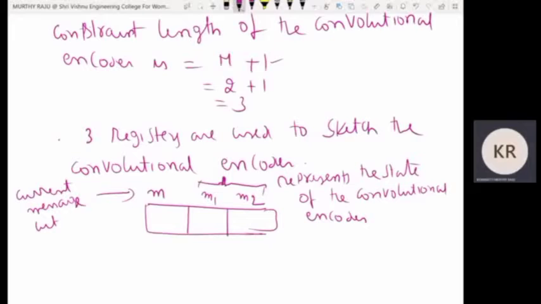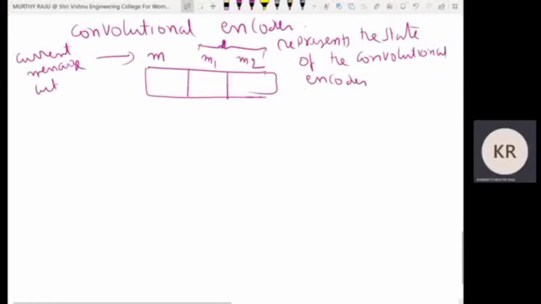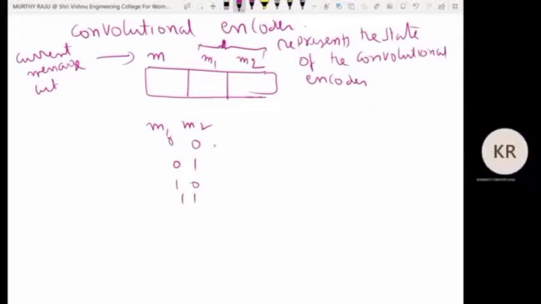From that generator sequence, we have to calculate the M value. M is equal to 2. Constraint length of that convolutional encoder is M plus 1, that is equal to 3. Therefore, 3 registers are required to construct the convolutional encoder. Here M1, M2 means 0 0, 0 1, 1 0, 1 1. M is equal to 2 means 4 possible states are there.